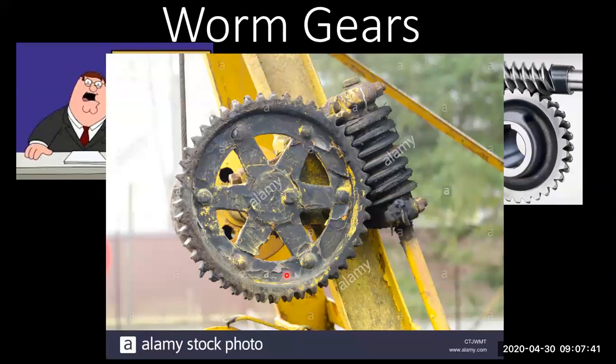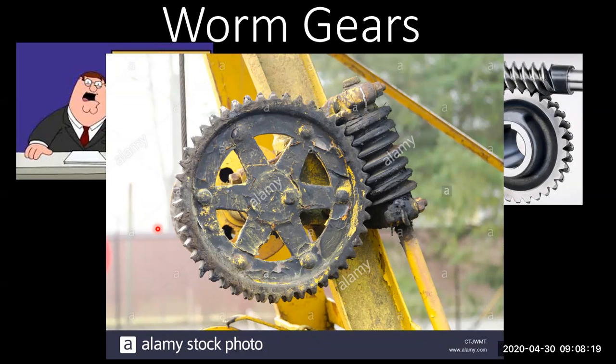This is one such use of the worm and worm wheel. This is actually a photo taken from a crane, in hoisting and lifting applications, so it moves only in whatever direction the worm moves. That's one such application. So the advantage here is a very high speed reduction, as high as 100:1. The operation is very smooth and it is very silent overall.